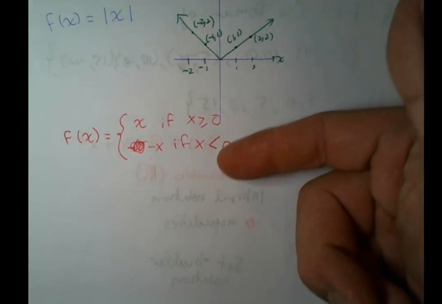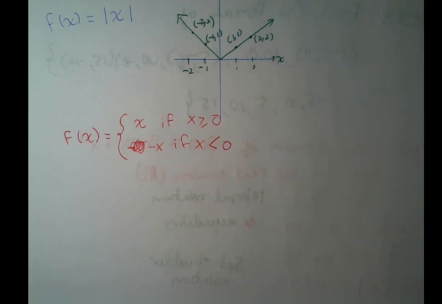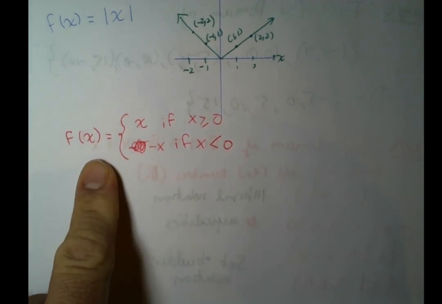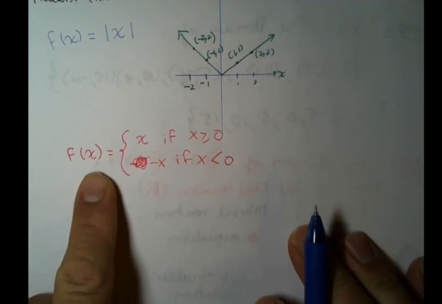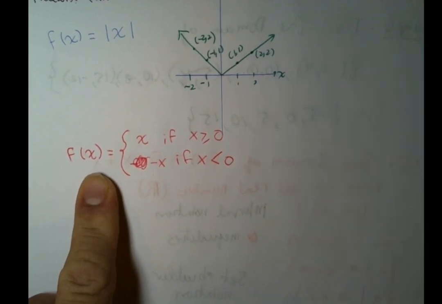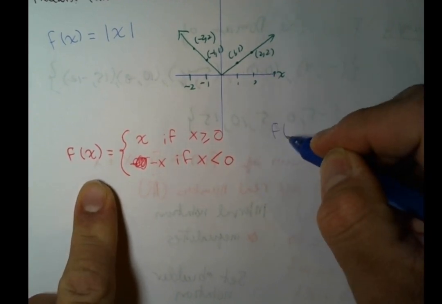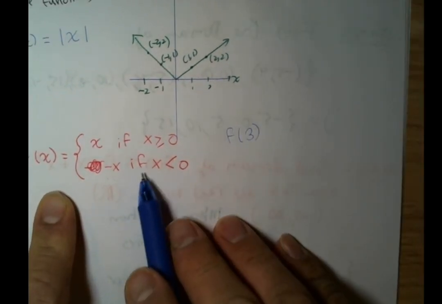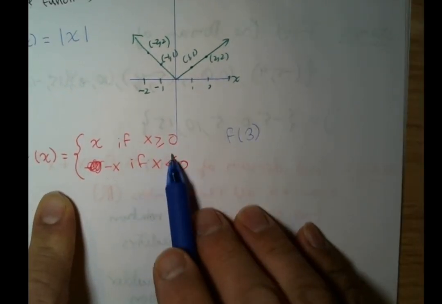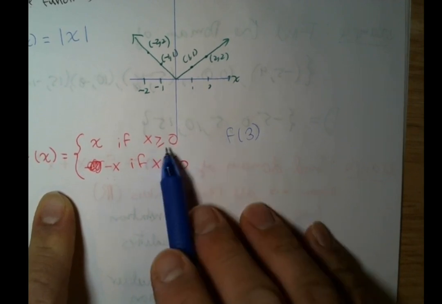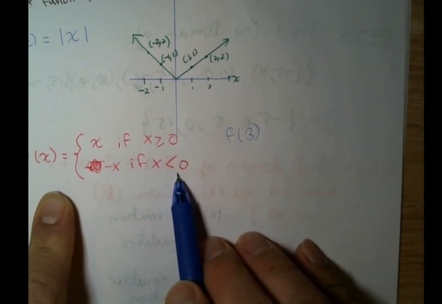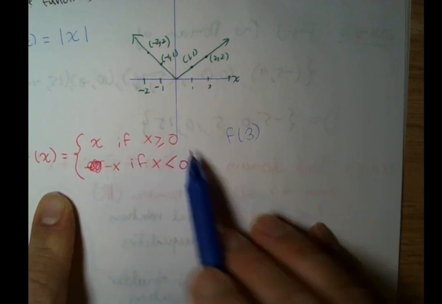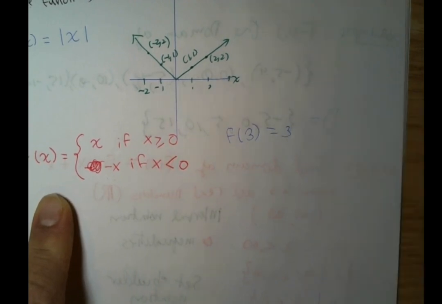Which one of these I use really depends on what my input is. So what I mean by that is, no more absolute value, simply our piecewise function has two pieces here. Let's say I wanted to find f of 3. How do I evaluate that from this piecewise function? Which one do I choose? Well, is 3 bigger than or equal to 0 or less than 0? It is bigger than or equal to 0. In that case, you simply leave it alone and you get 3.